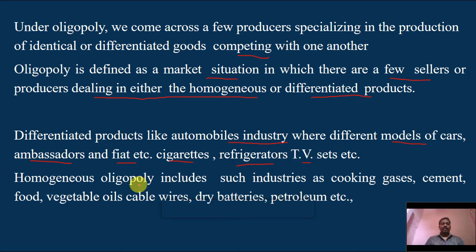And when you look at homogeneous products, industries like cooking gas, cement, food, vegetable oils, cable wires, dry batteries or petroleum are some of the examples of oligopoly with homogeneous products.